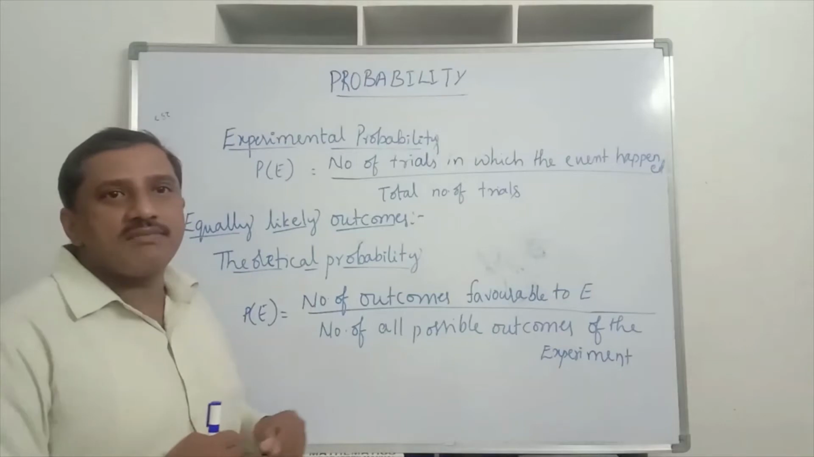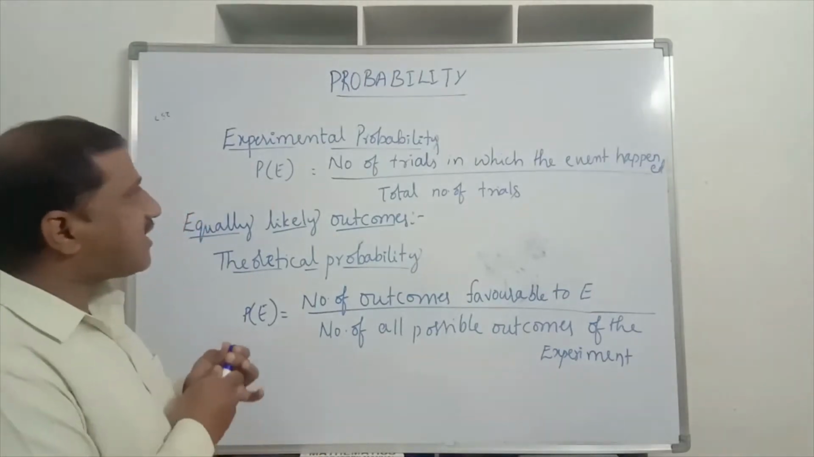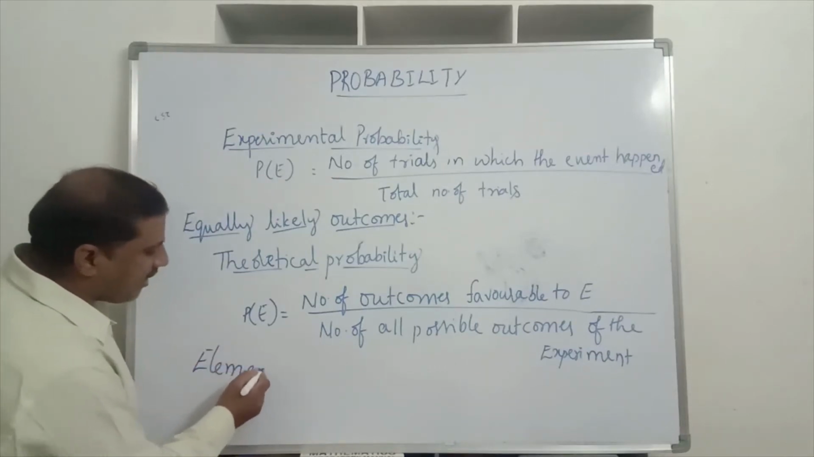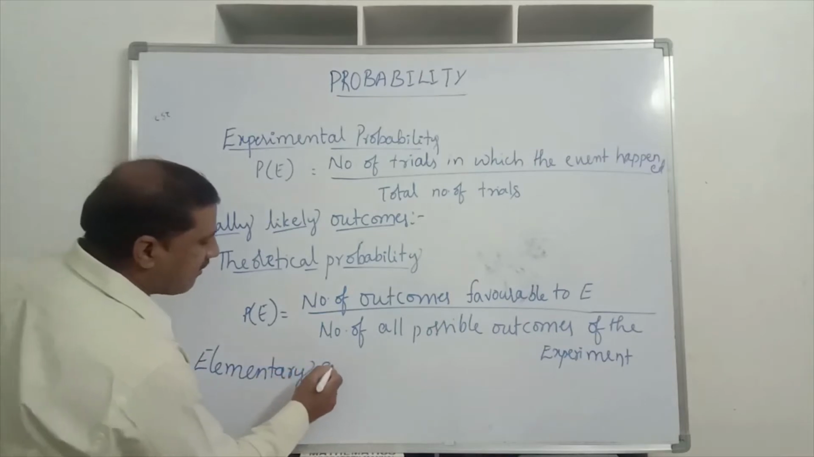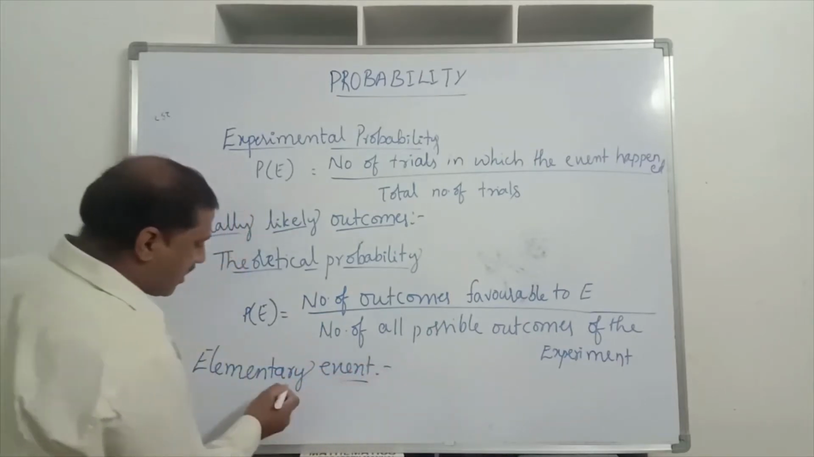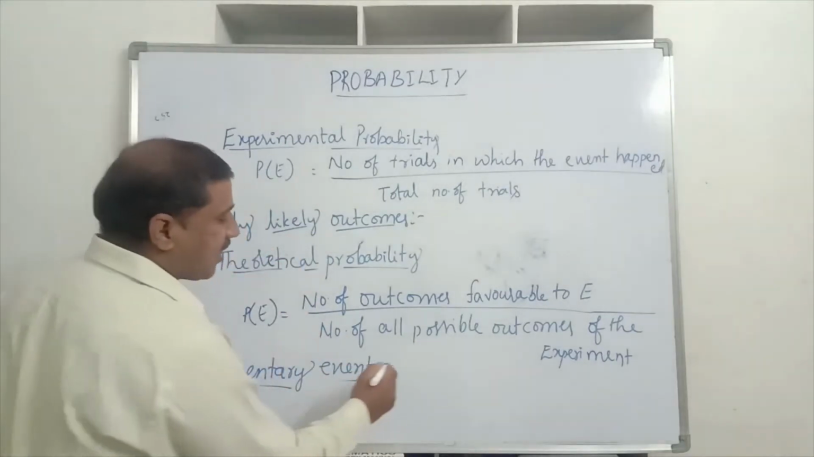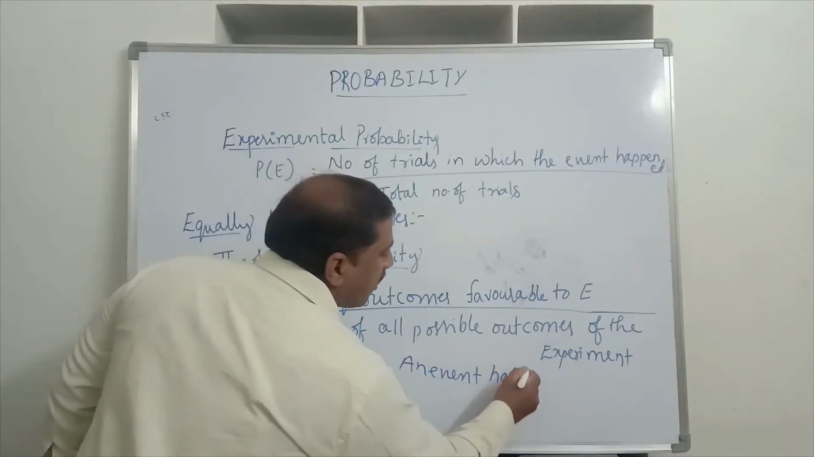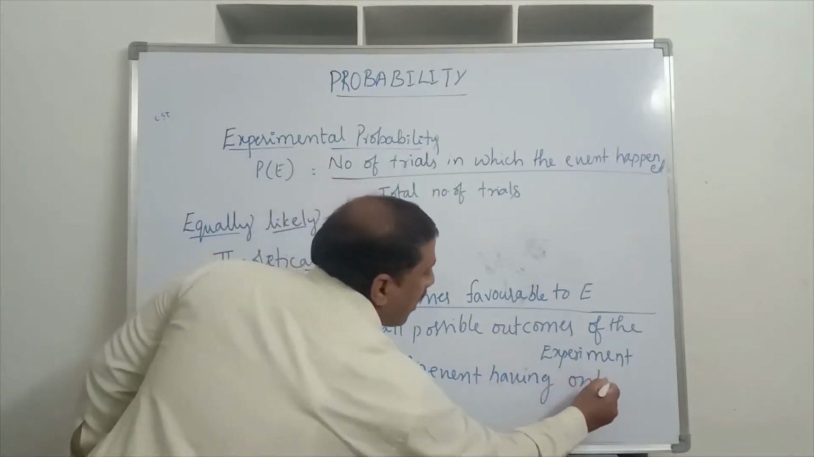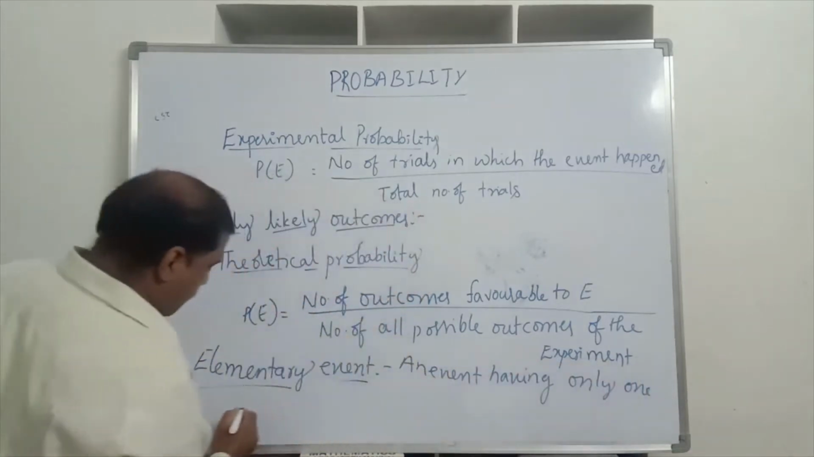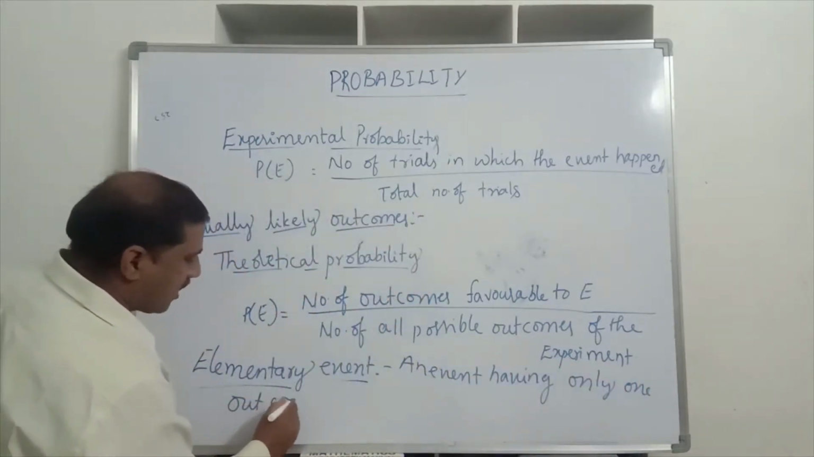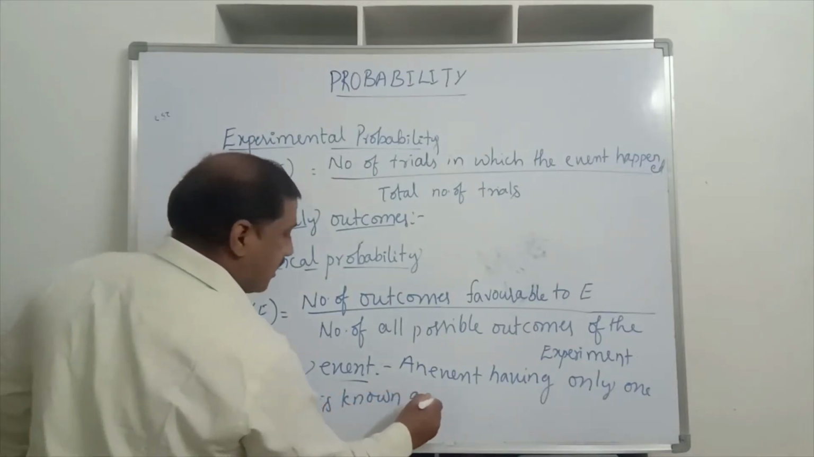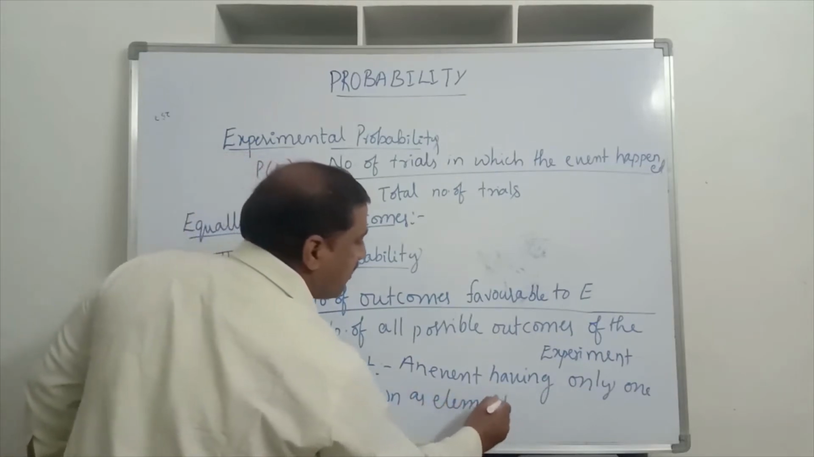Before finding this theoretical probability, we will study some terminology like elementary events. What are elementary events? An elementary event is an event containing only one outcome, an event having only one outcome. Such an event is known as an elementary event.